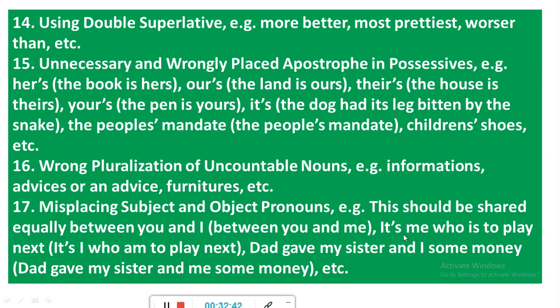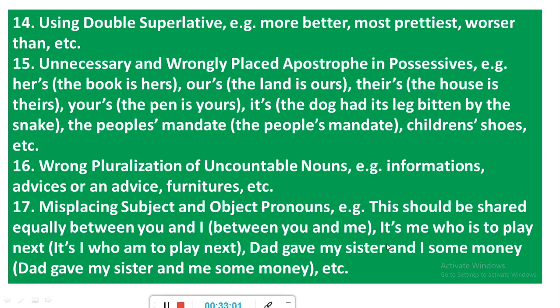Again, it is wrong to say it is me who is to play next. No, it is wrong. You must say it is I who am to play next. Another example, Dad gave my sister and I some money.